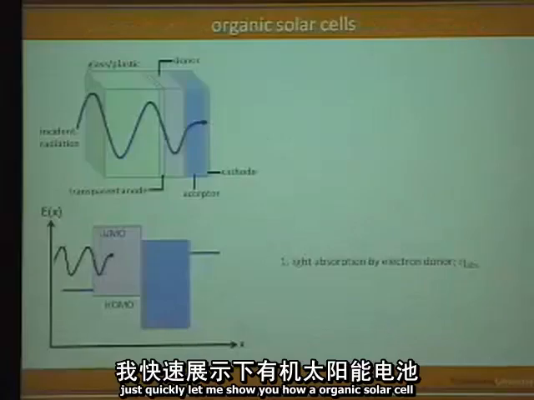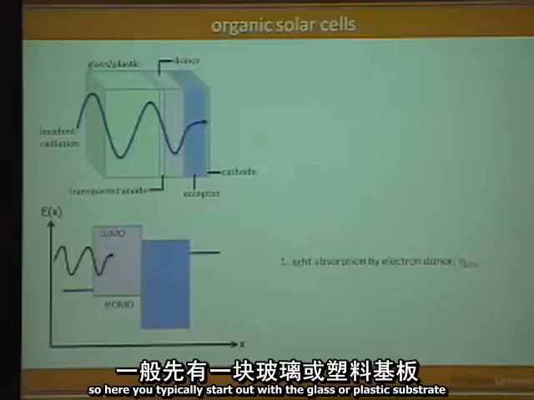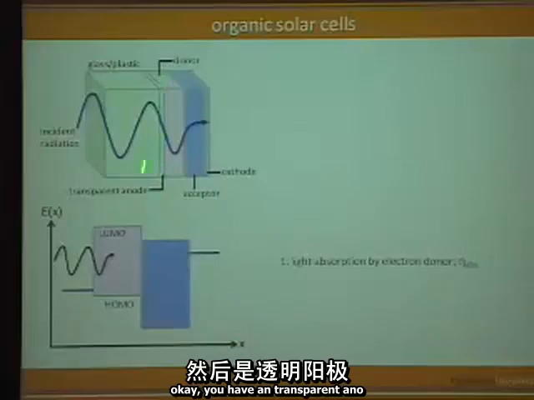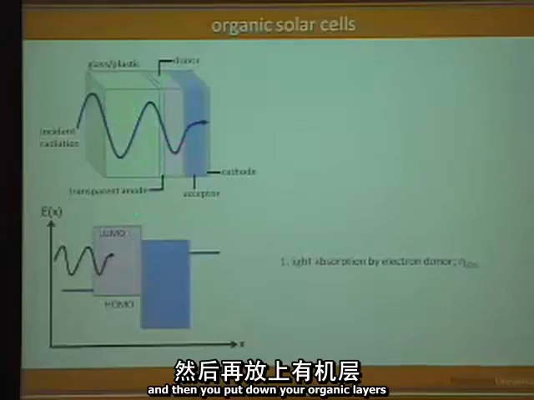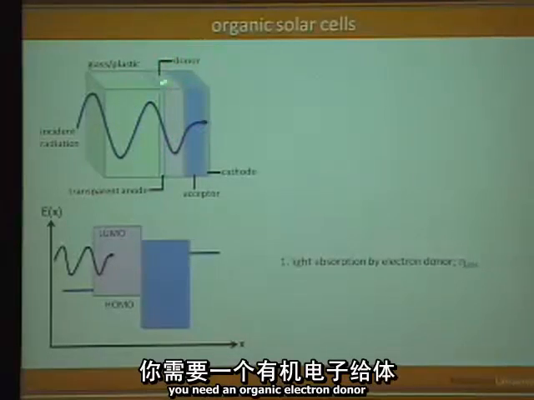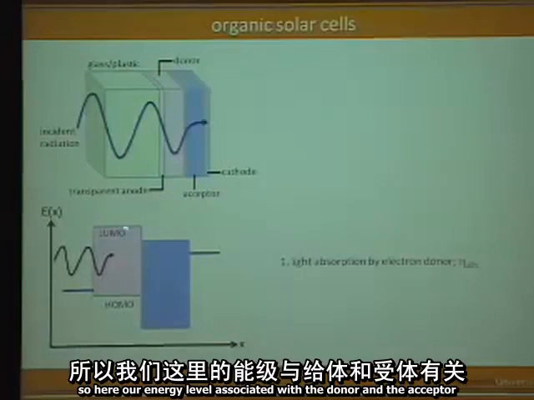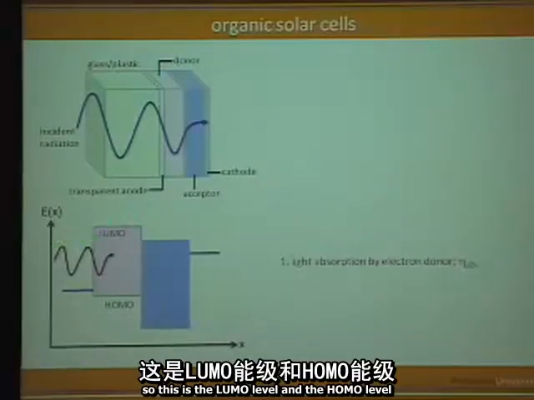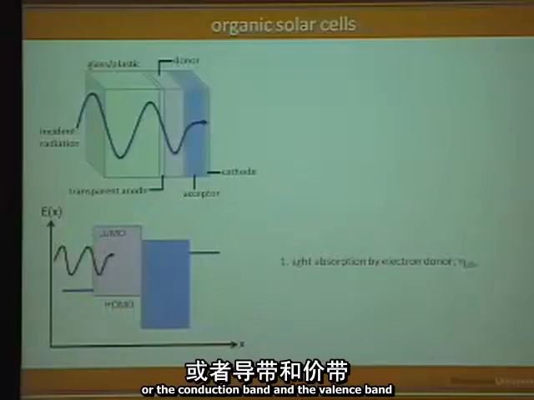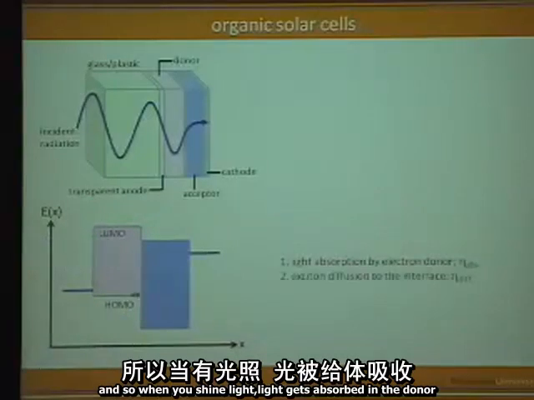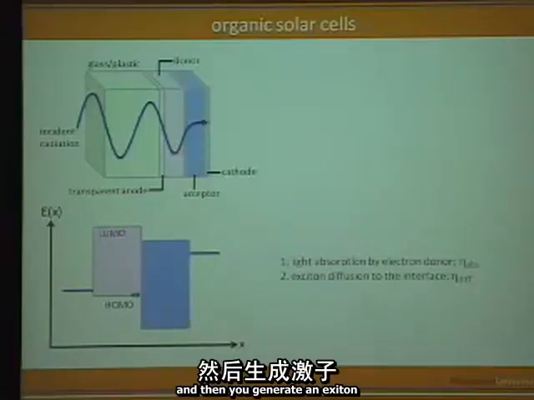Just quickly, let me show you how an organic solar cell is built and how it works. So here you typically start out with a glass or a plastic substrate. Okay? You have a transparent anode, and then you put down your organic layers. You need an organic electron donor, and you need an electron acceptor. And then you put on your cathode. So here are energy levels that are associated with the donor and the acceptor. So this is the LUMO level and the HOMO level, or the conduction band and the valence band. And so when you shine light, light gets absorbed in the donor, and then you generate an exciton.